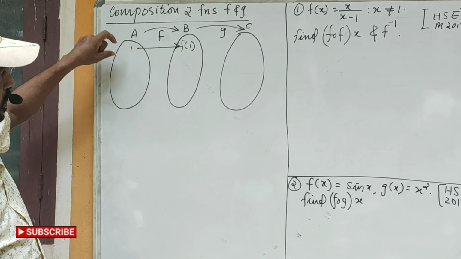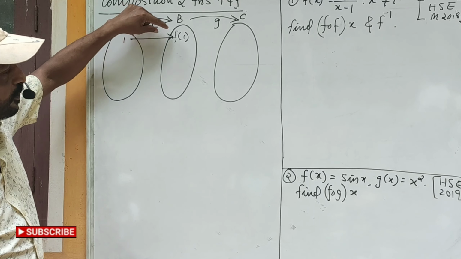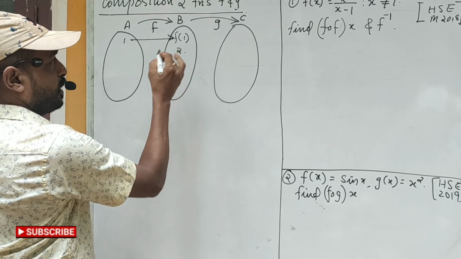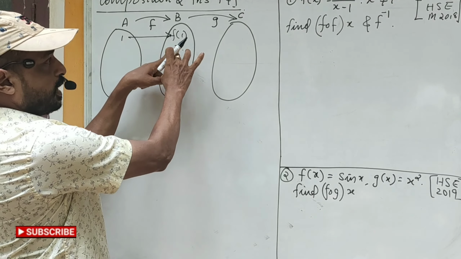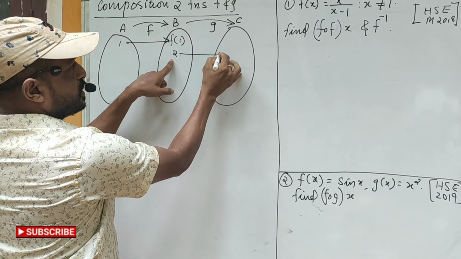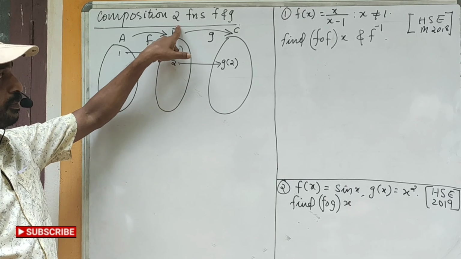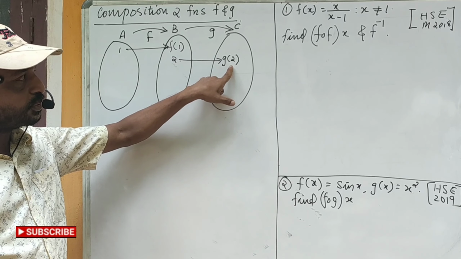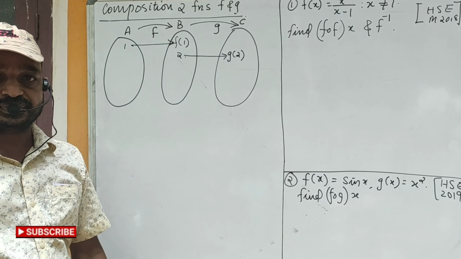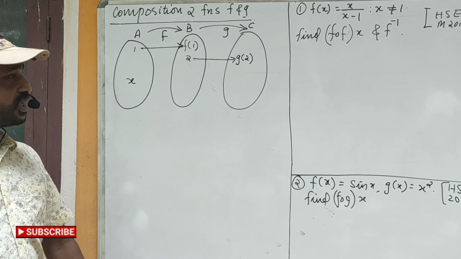Isn't it? 1 belongs to the set A, and the image of 1 under the function f will be f of 1. Again, let us assume that 2 belongs to the set B. What is the image of 2 under the function g into C? It will be g of 2. If 2 is an element of B, then g of 2 is the image of 2 under the function g. So generally speaking, let us assume that x is an element of the set A.